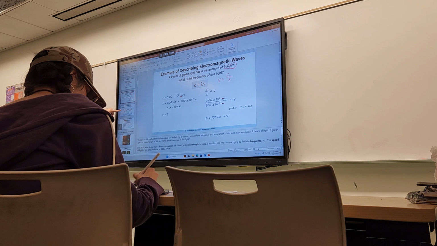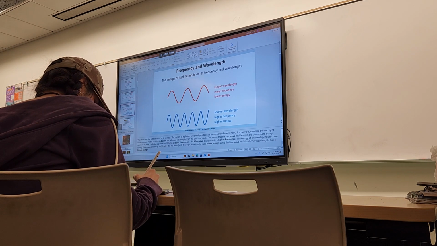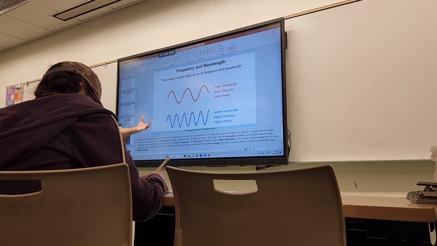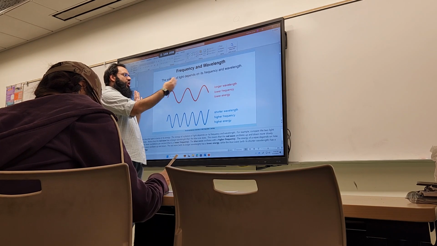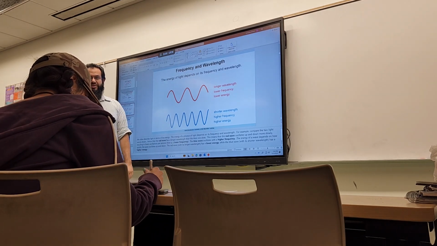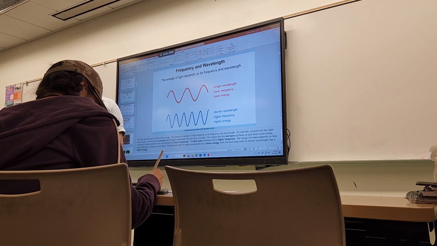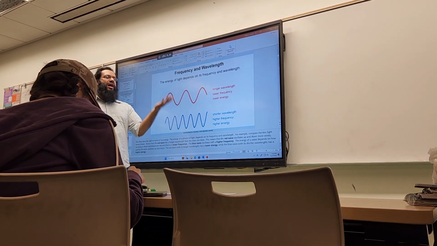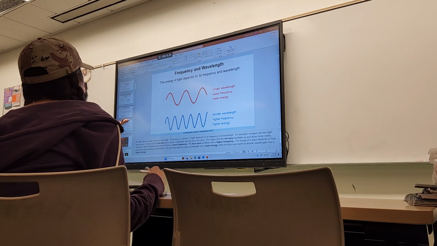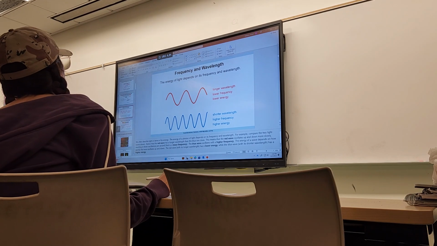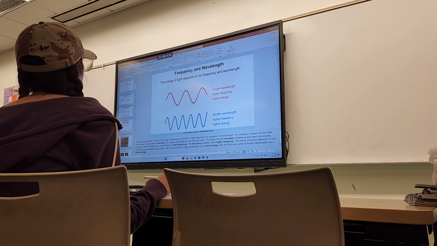Okay, here's an example of using that equation. Here you have 2 examples of waves. As you can see, the one on top has a longer wavelength, therefore it has a lower frequency and lower energy. Whereas if you have a short wavelength, you have a high frequency, and that means high energy. So make sure you understand the relationship between the 3 factors that we have and what directions they go in.